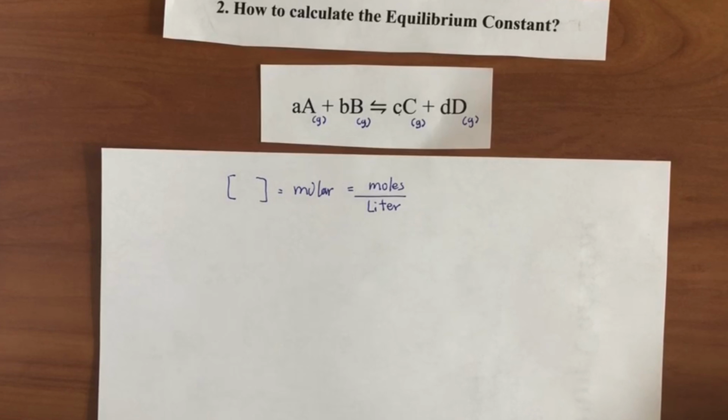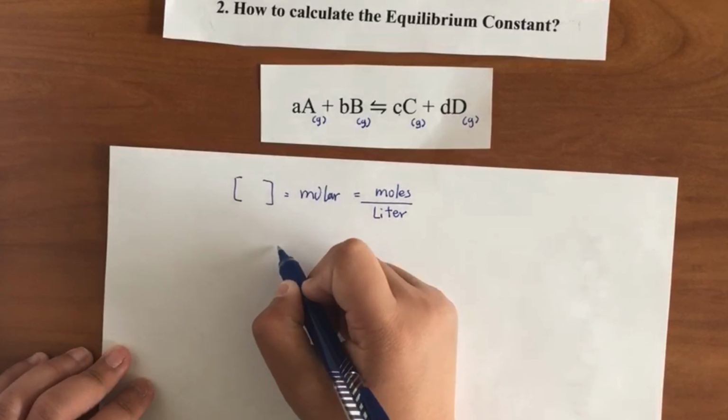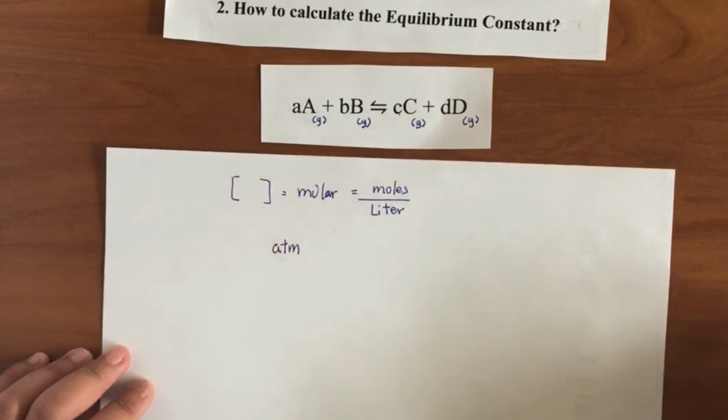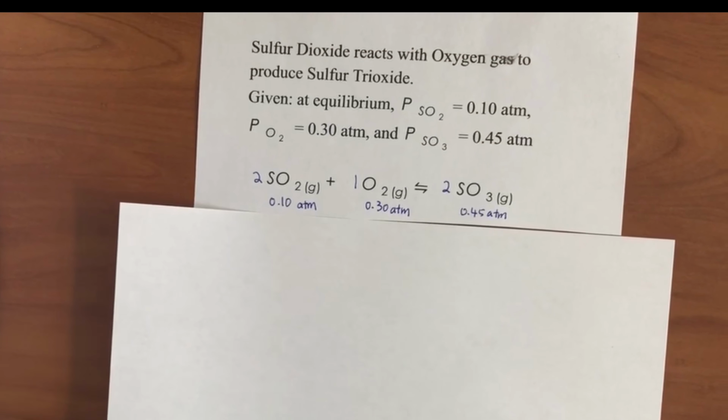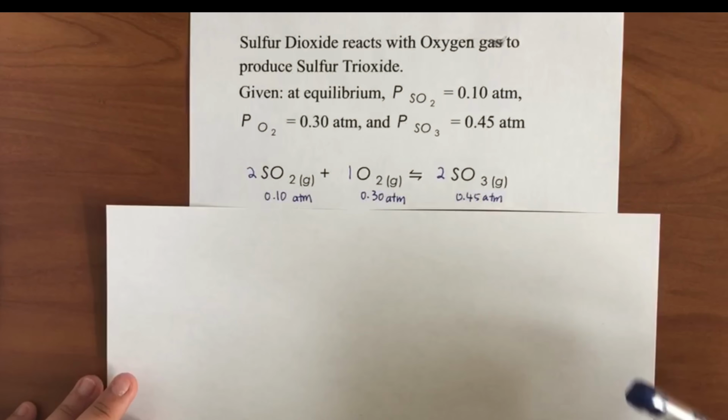For partial pressure, the standard unit of pressure is atm. So if it gives us anything other than atm, then we need to make sure to convert to atm before we plug it into the expression. Let's look at an example.